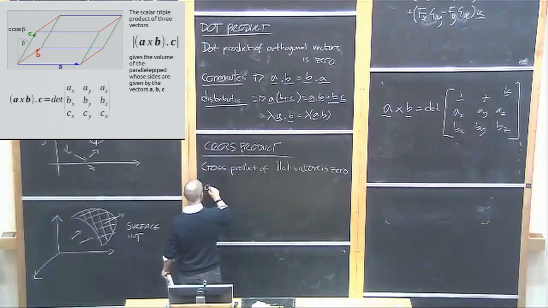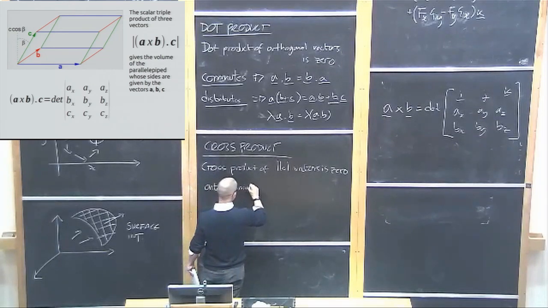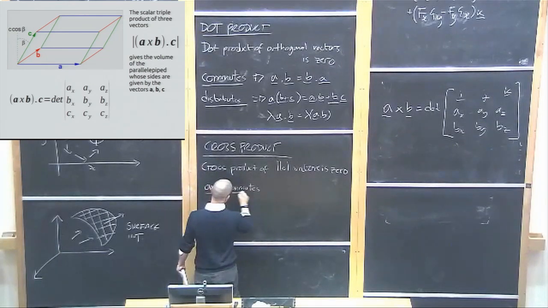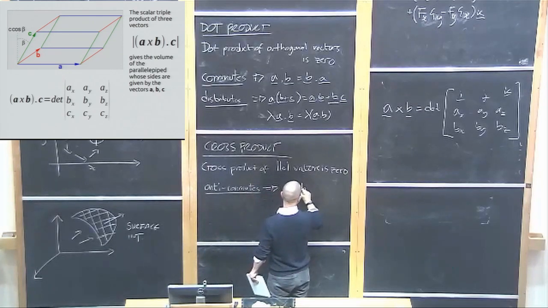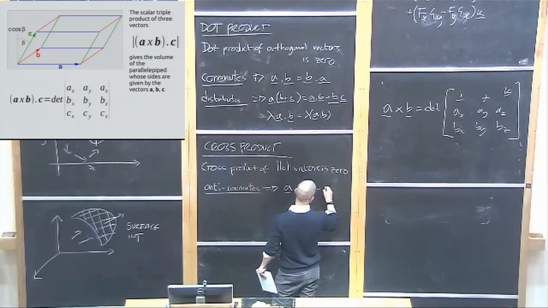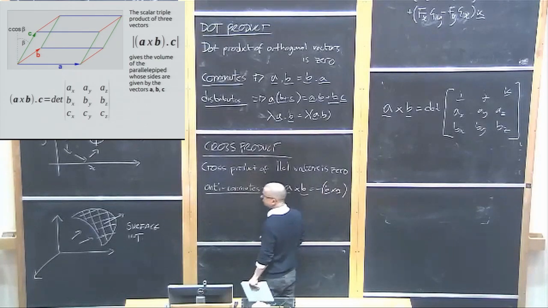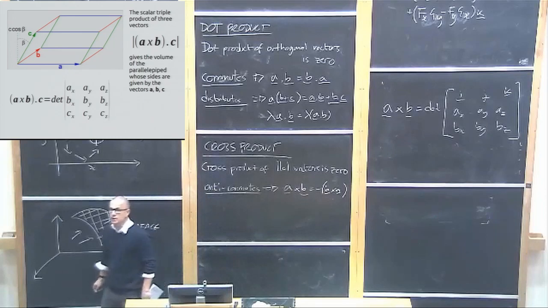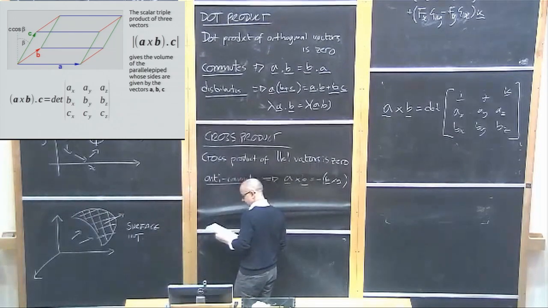It anti-commutes. As I've already mentioned, this means that A cross B is equal to minus B cross A. In other words, you get the same area, but the resultant vector points in the other direction.